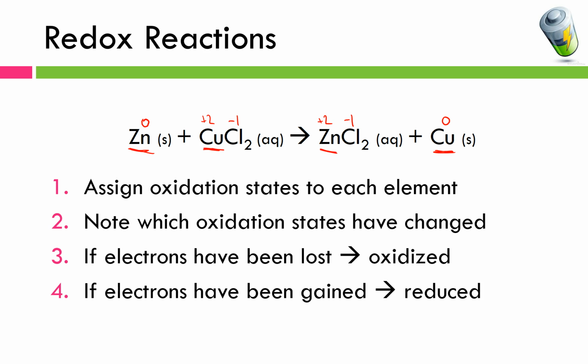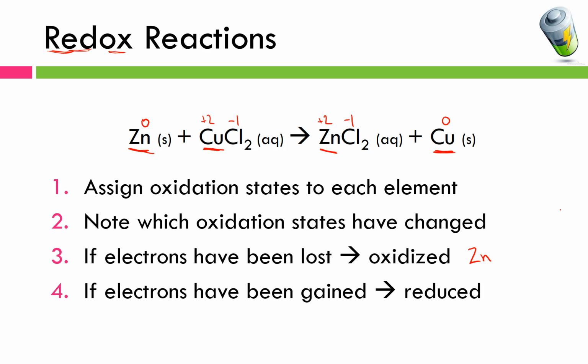Now we'll start with zinc. Initially zinc has an oxidation number of 0, and at the end of the reaction zinc has an oxidation number of +2. So in order to go from 0 to +2, zinc must have lost 2 electrons. That sounds like oxidation. In this case, zinc has been oxidized. Now, by default, copper must be reduced. Oxidation and reduction reactions always come in pairs, hence redox, reduction, oxidation.